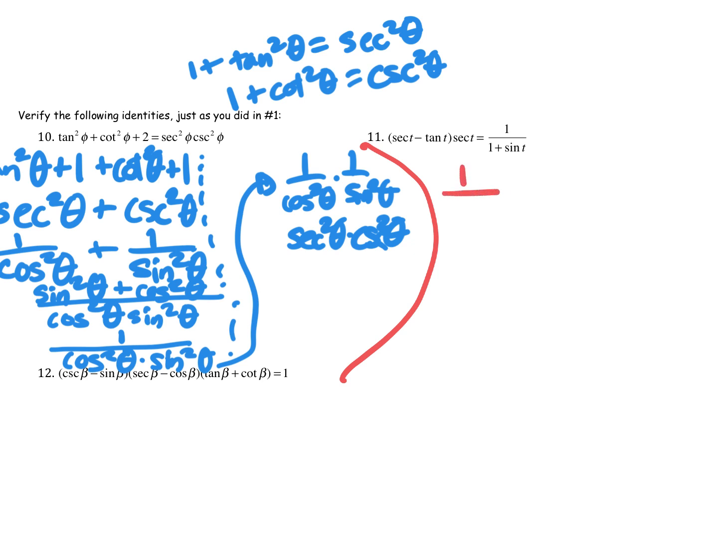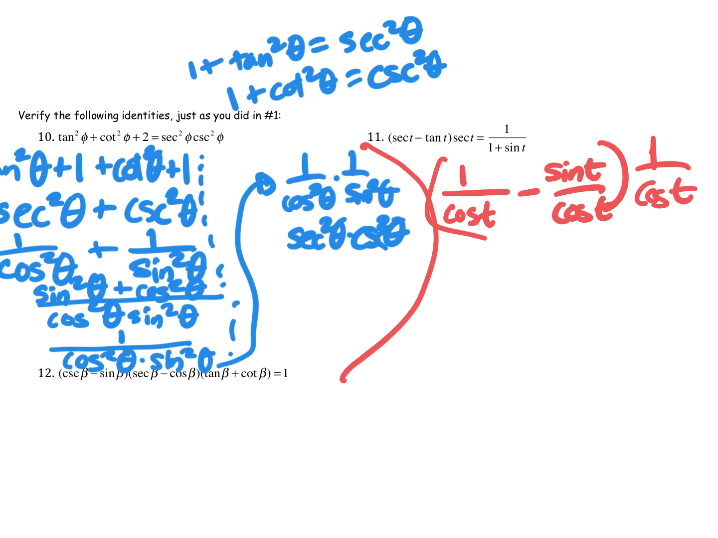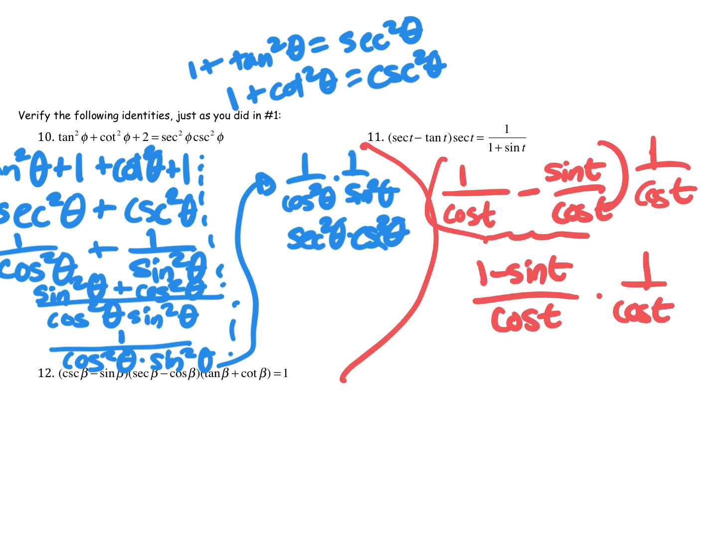So I've got 1 over cosine t, because that's what secant t is, minus sine t over cosine t, because that's what tangent is, times secant is 1 over cosine t. All right, well, the nice thing here is that inside here, they already have a common denominator, so let's just write it over the common denominator. And then I've got times 1 over cosine t. Well, cosine t times cosine t is cosine t squared, or cosine squared t.